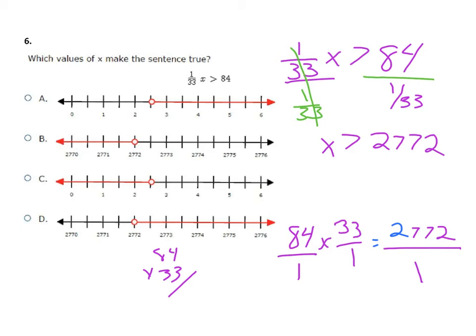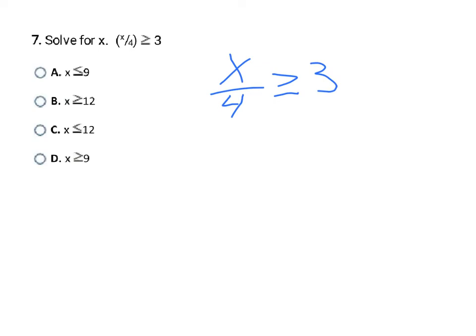So it's going to be x is greater than 2,772. So since it's a greater than, that means I'm going to have an open circle and shaded up on my number line. So I'm looking for an open circle over 2,772. So that's in B and D, but it's greater than. So I need to be shading up towards the bigger numbers. Going to make my final answer D.